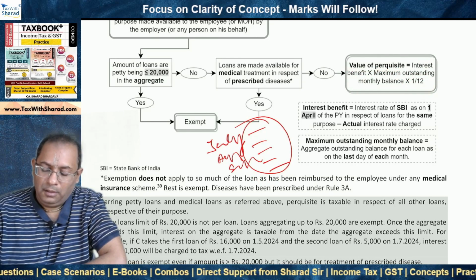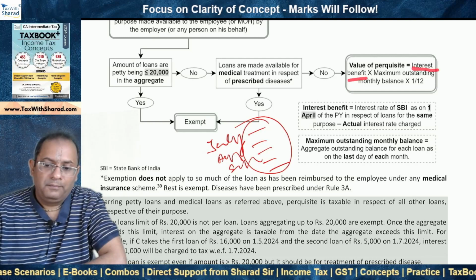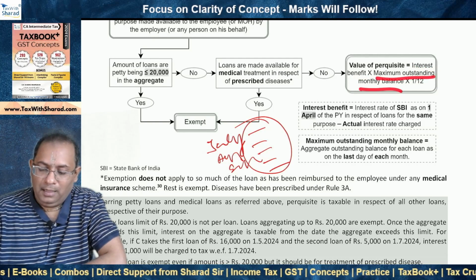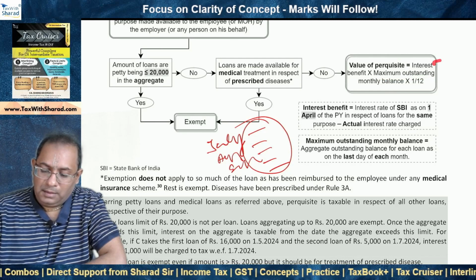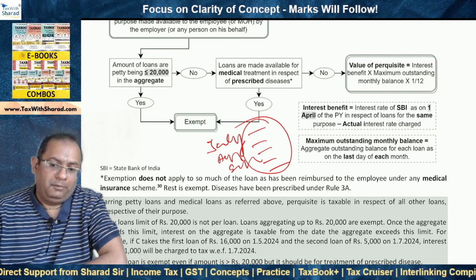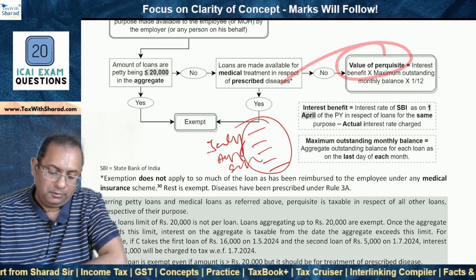So the value of perquisite will be what? You find out the interest benefit, you find out the maximum outstanding monthly balance, and then you multiply this, and then finally by 1 by 12, and that will give you the taxable value of perquisite.